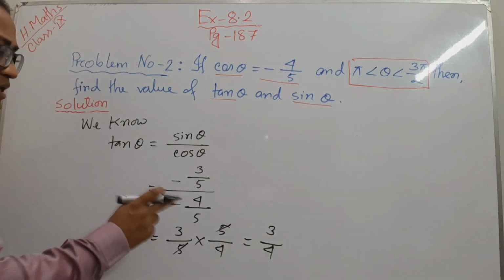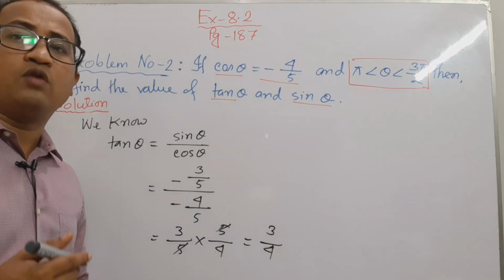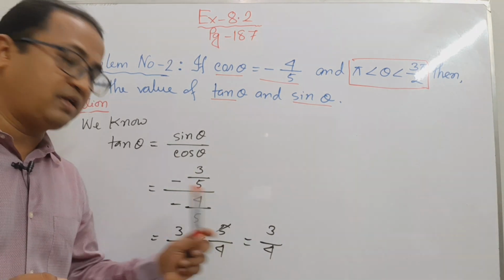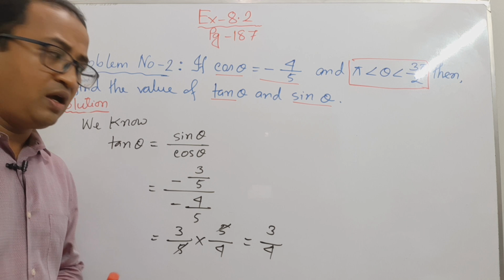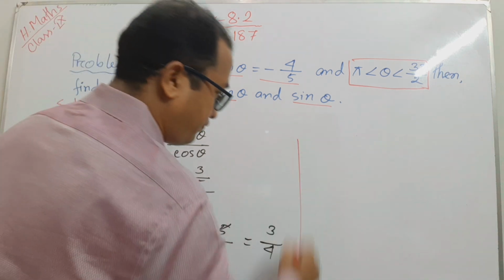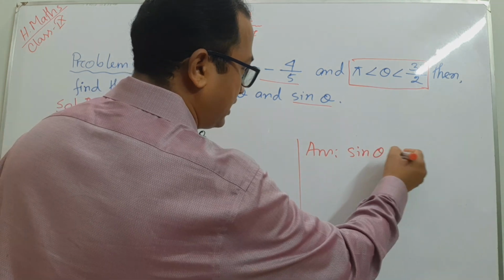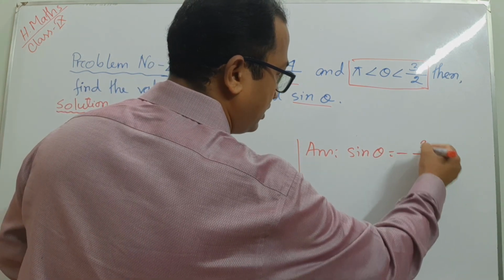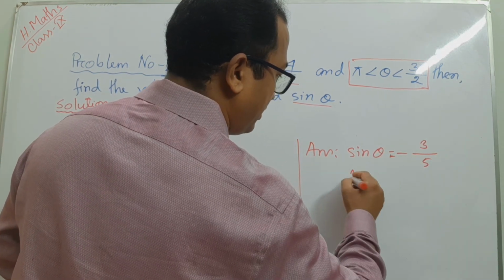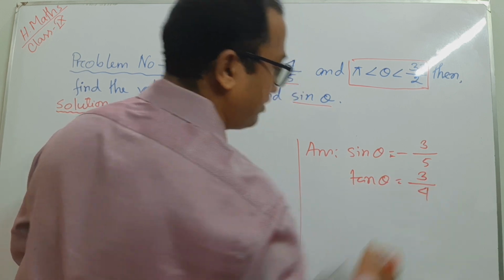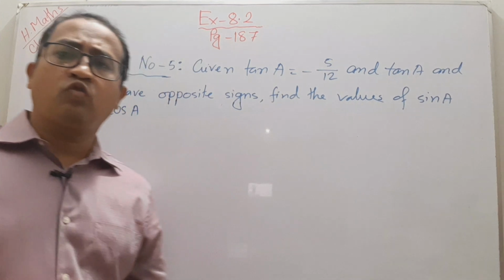So the value of tan theta is 3/4, and we know in the third quadrant the value of tan theta is positive, and it is positive. So the ultimate answer is sin theta is equal to minus 3/5, tan theta is equal to 3/4. Now question number 5.